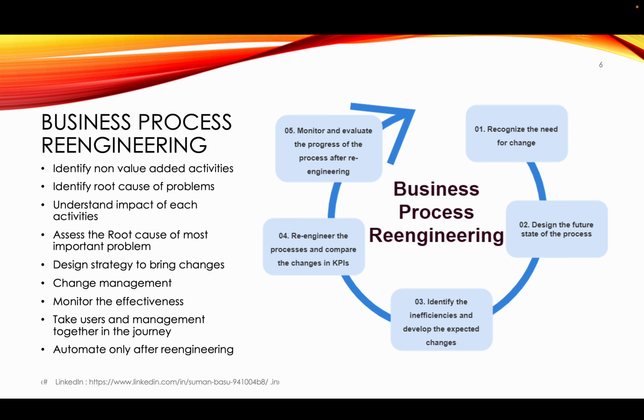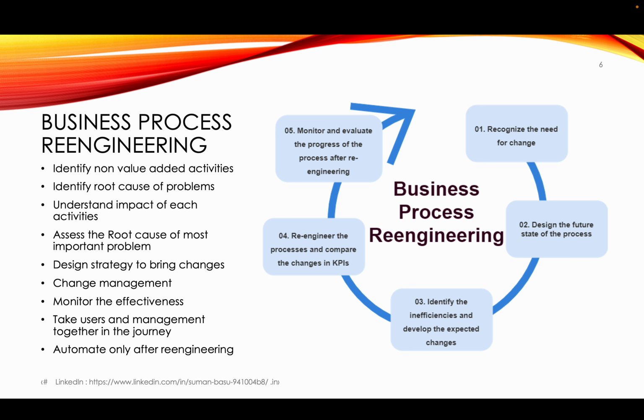So you need to think what are the inefficiencies in your business, how you can improve that. And there's something a business architect or a solution architect has to do: work with the business guys, work with the management, understand the inefficiencies and try to remove that. Then the fourth step is re-engineer the process and compare the changes in key performance indicators.